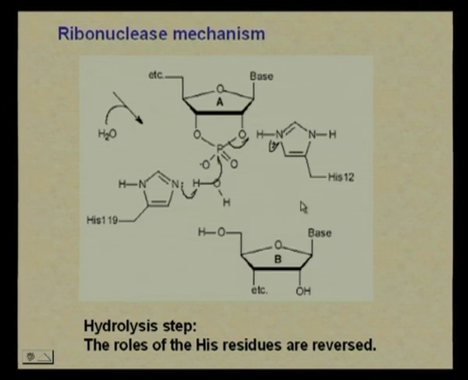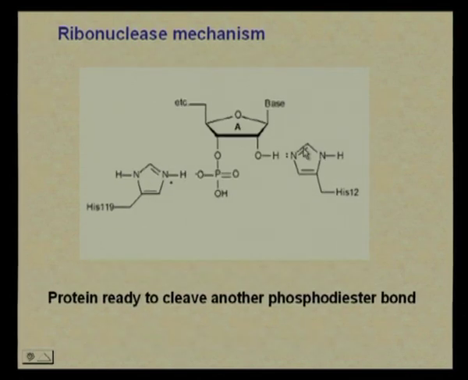So, what are we left with now? We are back to our ribonuclease A, where histidine 119 is now ready to provide another proton to behave as an acid, and histidine 12 has now lost the proton that it had, and it is now back with the electron pair. What can it do? It can donate to another RNA molecule or another part of the RNA chain, where it will be able to cleave another RNA phosphodiester linkage. Is that clear?